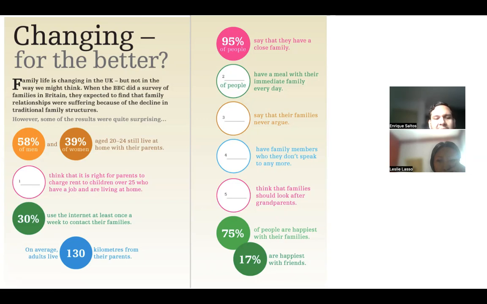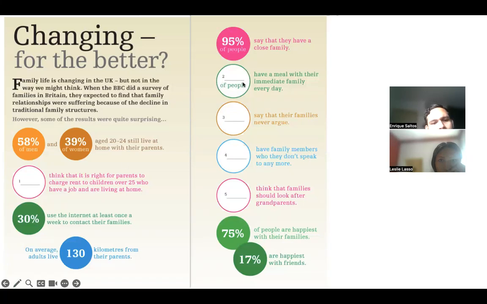Continue. That's a blank space right there. So where you can see the blank spaces, number 1, 2, 3, 4, and 5, that's where you need to put those percentages: 17, 26, 60, 75, and 85. So read this page and try to guess what would be each percentage. For example, number 1, whatever percentage think that it is right for parents to charge rent for children over 25 who have a job and are living at home. What percentage of parents think like that? Is it 17, 26, 60, 75, or 85? Then complete the rest.